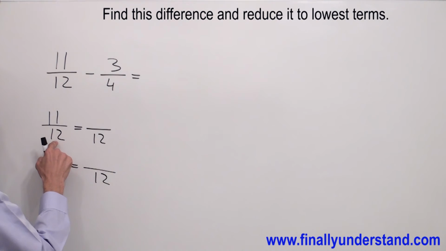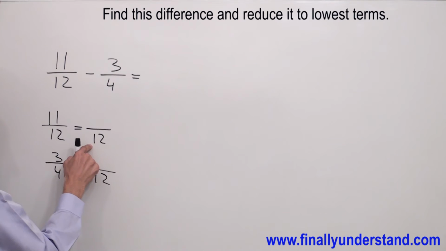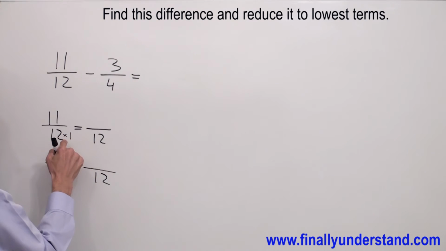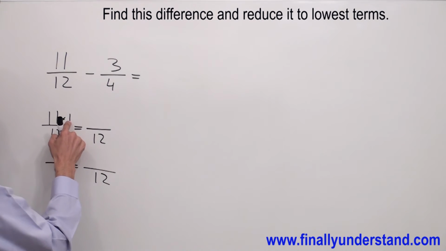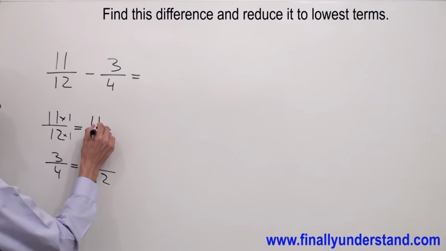By what number do I have to multiply 12 to get 12? You have to multiply by 1. Whatever you did in the denominator, you have to do also in the numerator. Times 1. 11 times 1 gives me 11.